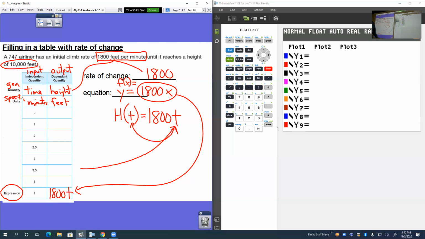But there's another way on the calculator that you can find these out without having to do them by hand. What you're going to do is you're going to go to your y equals, and you're going to type in your expression.